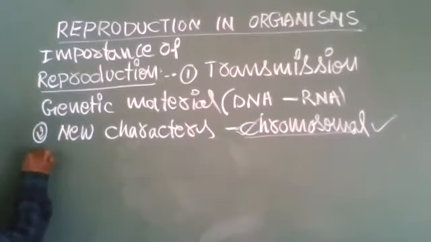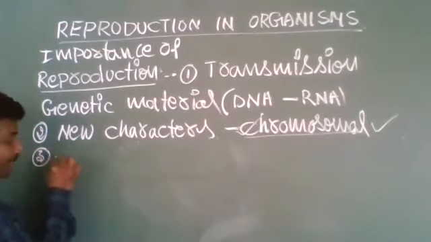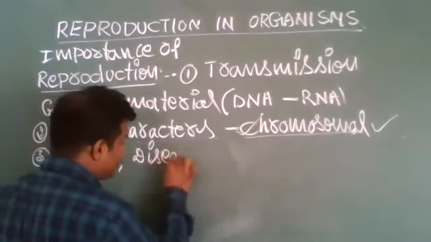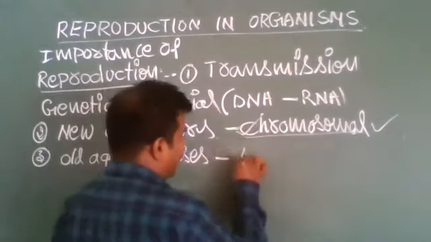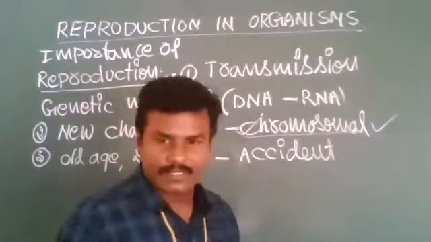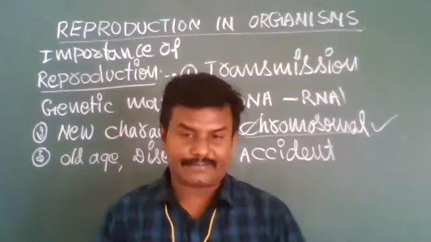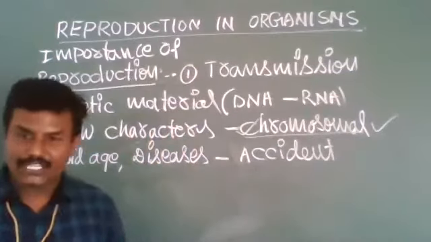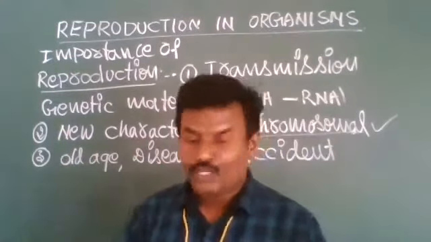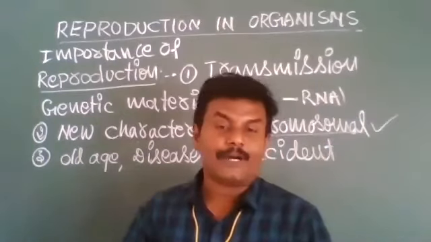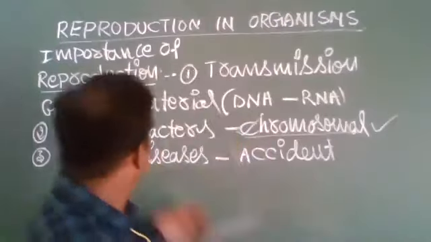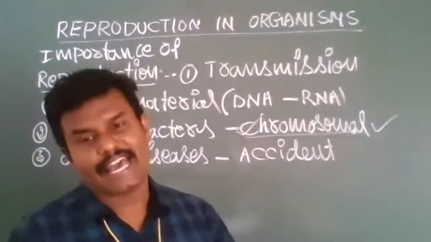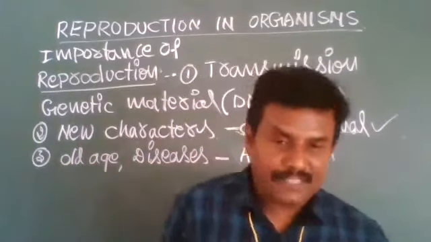Next, reproduction helps to replace those species that die due to old age, diseases, or when we meet with an accident. At that time, some living organisms die. So due to these three reasons, the living organisms' population decreases. In such a way, reproduction helps us.